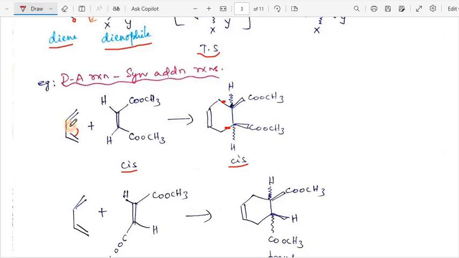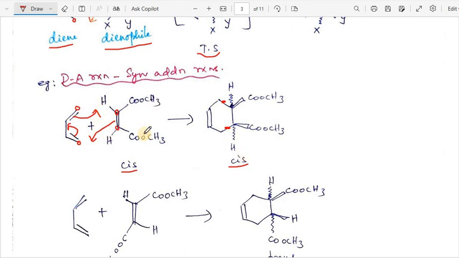Here the reaction will be like this. The bond goes here. This bond goes between these two carbons, that is this carbon and this carbon. And this bond will come here, that is between this carbon and this carbon. Therefore, we will get a cyclic product. Here see, this is a new bond formed here. And this is a cis product.